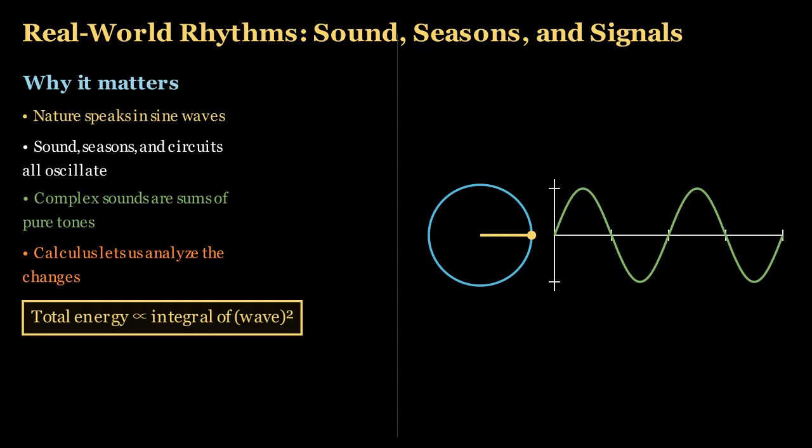Let's build this from the ground up. You already know the basic sine function, sin of t. On its own, it completes one cycle every 2 pi seconds. To make it match a real sound, we need to set its frequency. We do that by multiplying t by 2 pi times the frequency, f. So a pure tone with frequency f is sin of 2 pi f t.